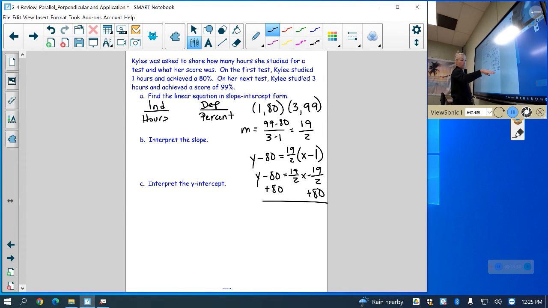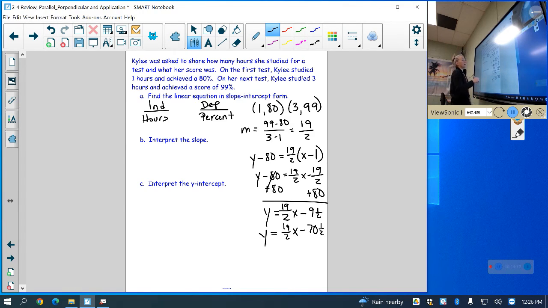Now I know how to do this, so I'm going to go ahead and do it, but if you don't know how, you can use a calculator. So 19 over 2 x, and I'm going to change this to a mixed number, so this would be negative 9 and a half. So I'm going to take 80 minus 9 and a half, which is going to give me 70 and a half. And this is 19 over 2.